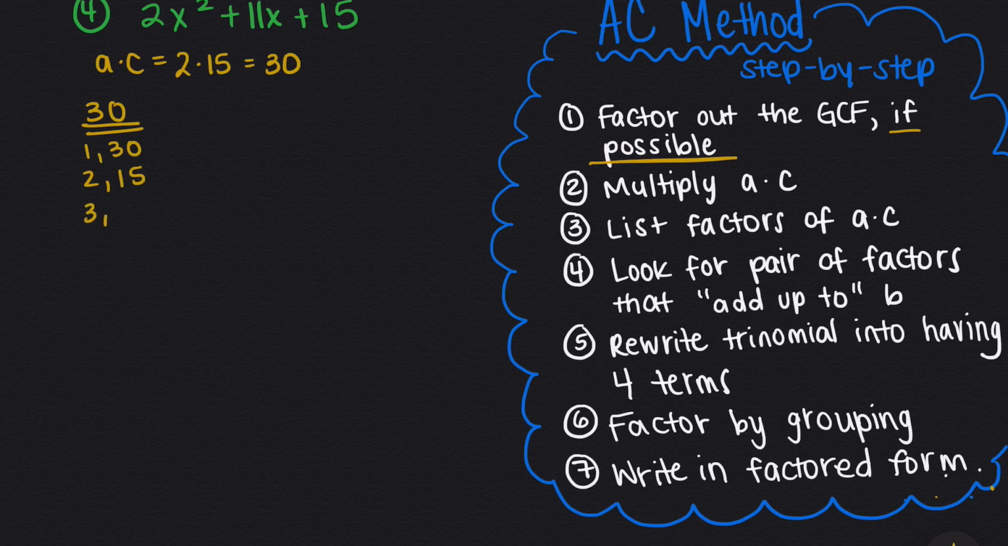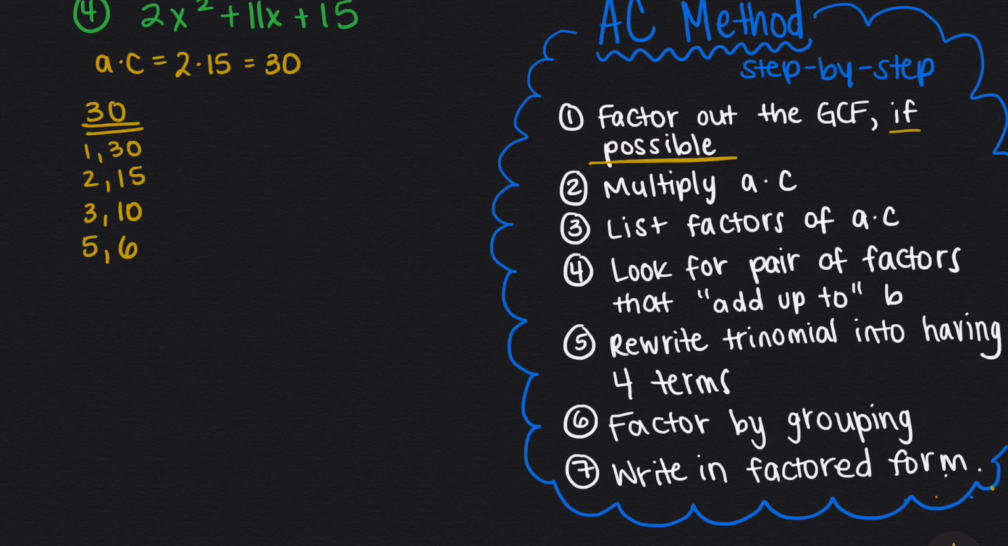3 also goes into 30, that's 3 times 10. We check the number 4, 4 does not go into 30. And then we check the number 5. 30 is divisible by 5, that would be 5 times 6. The next number we check is 6, however 6 is already on the list, so we know we got all the factors down. Now we want to look for the pair in our list that can add up to 11.